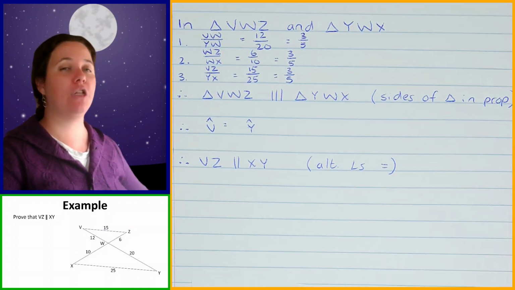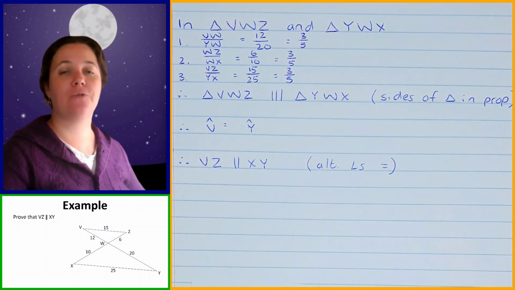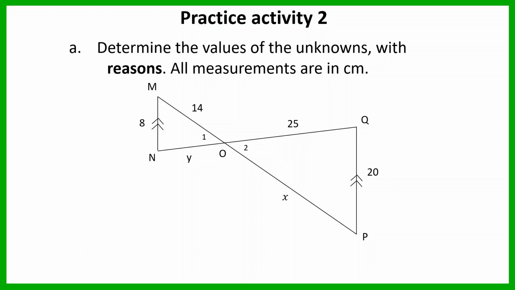Right, now I'm going to give you a few that you're going to do for yourself. Here's the first one that you're going to do. In this example, you need to determine the values of the unknowns. So you need to find the value of x and y with reasons. And they've told you that all the measurements are in centimeters. I'm going to give you 5 minutes to do this question.